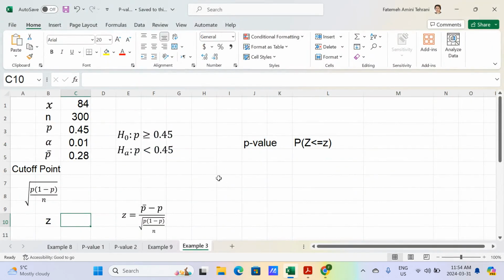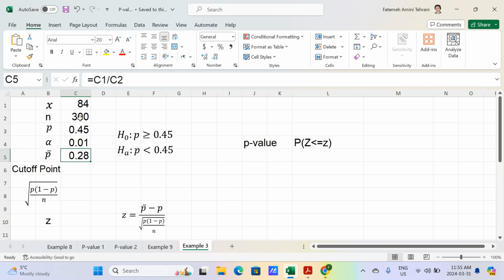Look at it, it's the Excel file for the same question. We have a one-tail test. The tail is on the left side. X, the number of items with the particular rate of interest, doing another business within the last 5 years, is 84. We have a sample of 300 employed persons. Population proportion is 0.45. Alpha, the level of significance, is 0.01. We got the sample proportion 0.28.